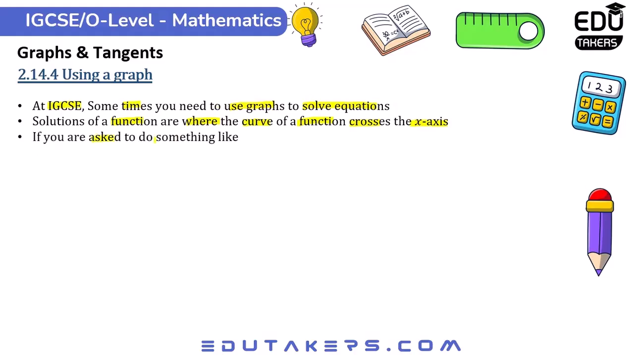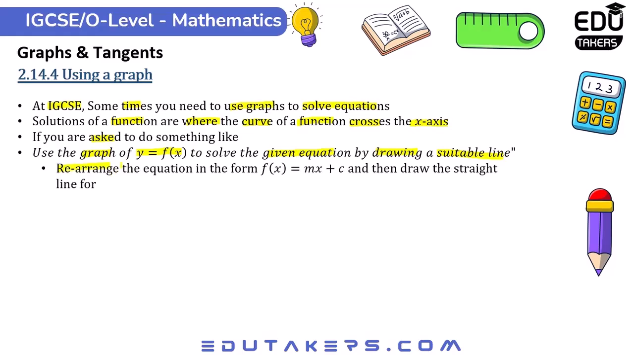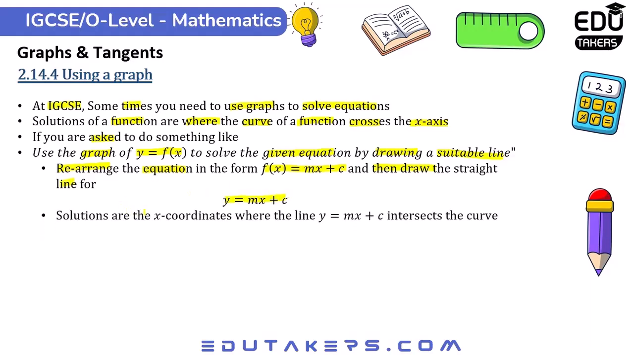If you are asked to use the graph of y equals f of x to solve the given equation by drawing a suitable line, then rearrange the equation in the form f of x equals mx plus c and then draw the straight line y equals mx plus c. The solutions are the x coordinates where the line y equals mx plus c intersects the curve y equals f of x.